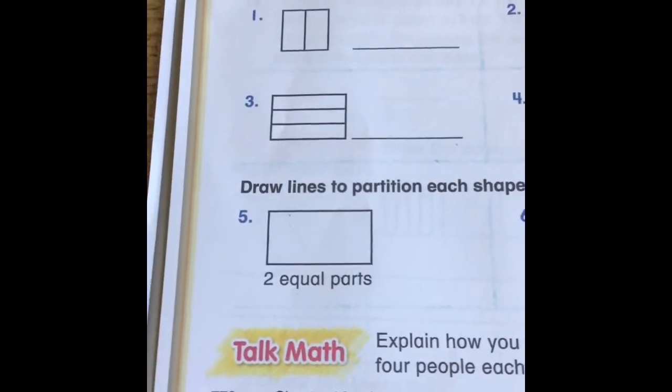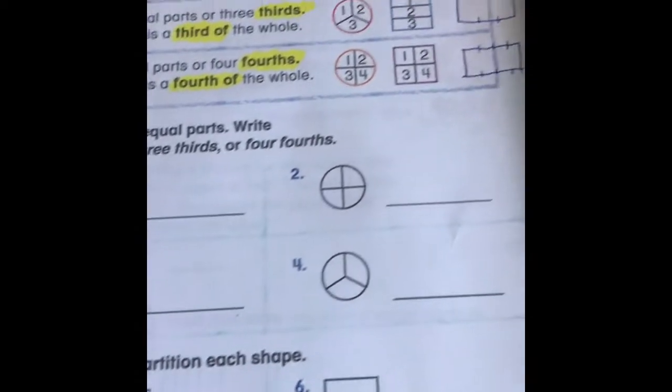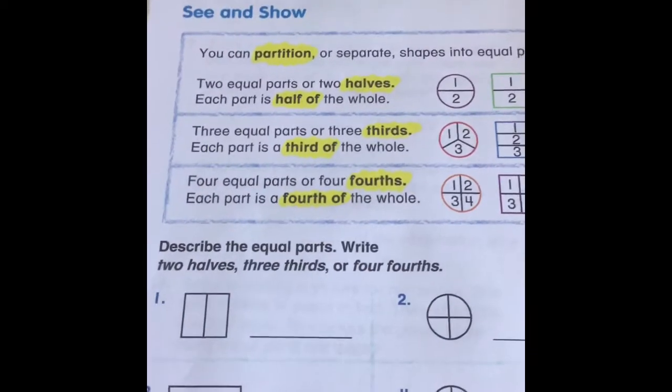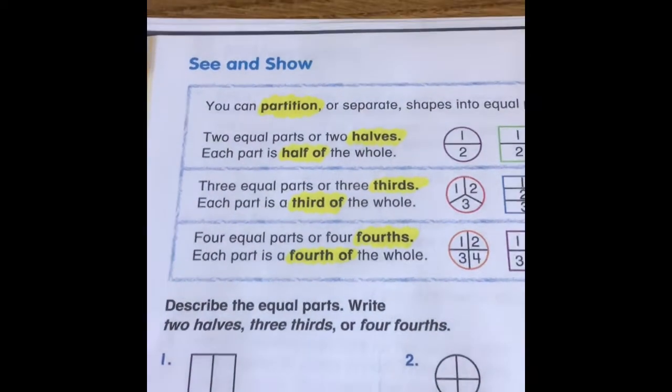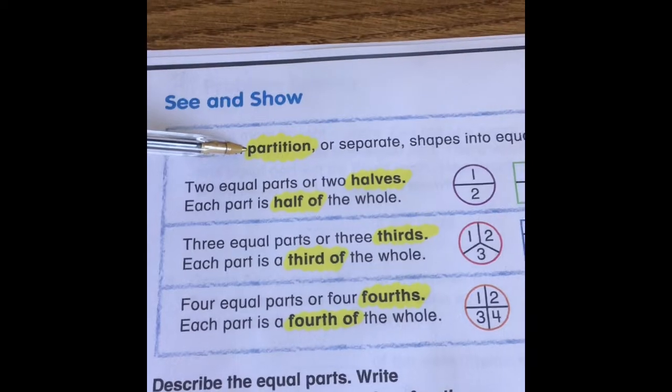Today we're going to be focusing on Chapter 12, Lesson 7, page 778, 779, and 780. All right, so we're going to look at our fractions. We have some vocabulary words. First off, we're working with the word partition.